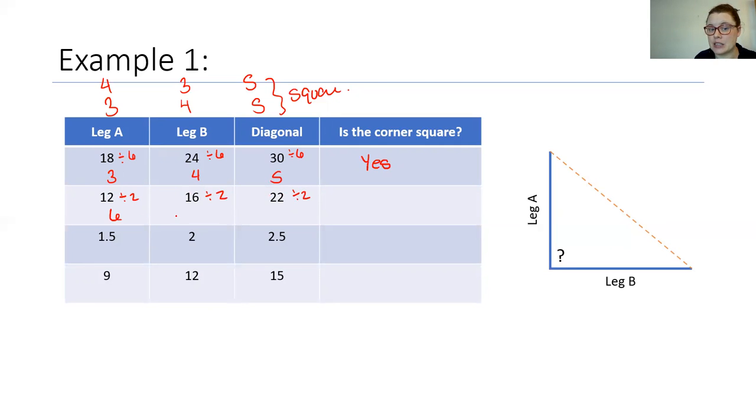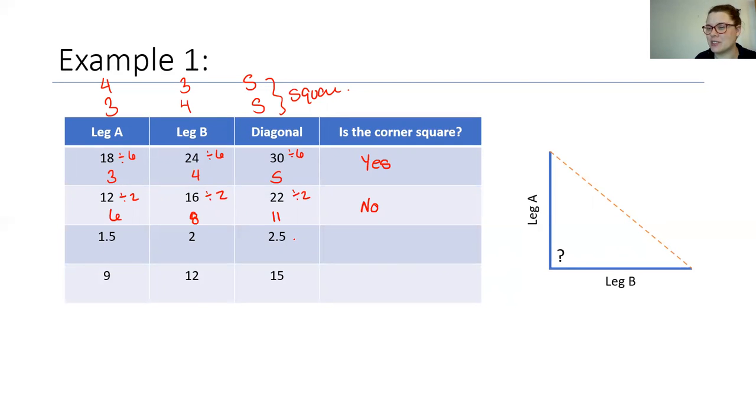So we get 6, 8, and 11. We can't reduce this any lower, and it's not a 3, 4, 5 ratio. No, the corner would not be square in that particular one because it doesn't match Pythagorean's theorem. And if you plug that into Pythagorean theorem, 12 squared plus 16 squared will not equal 22 squared. Let's check out this one.